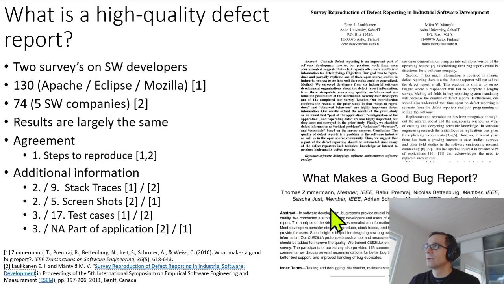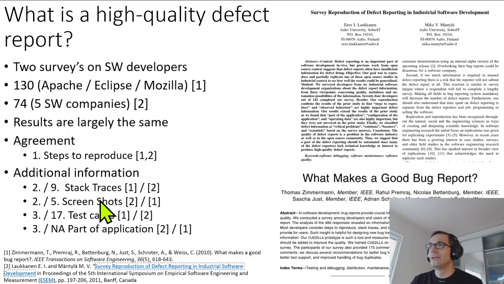In the first survey, what makes a good bug report, test cases was ranked as the 3rd most important information, whereas in the second survey it was only ranked 17th. So this was already closer to the bottom. In the later survey, the part of the application where the defect exists was the 3rd most important information for fixing defects. But in the first survey, this was not asked at all. So there is no information about that in the first survey.